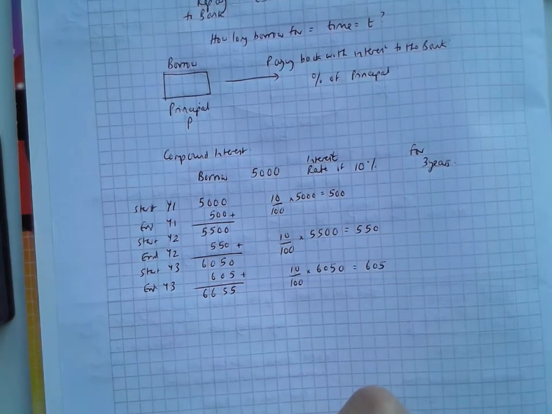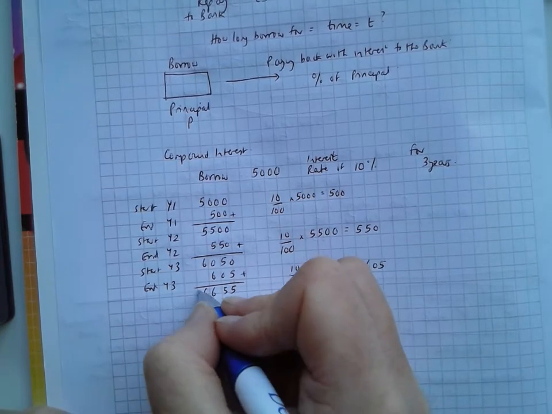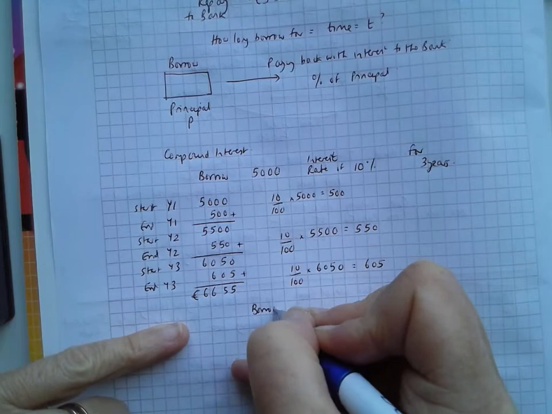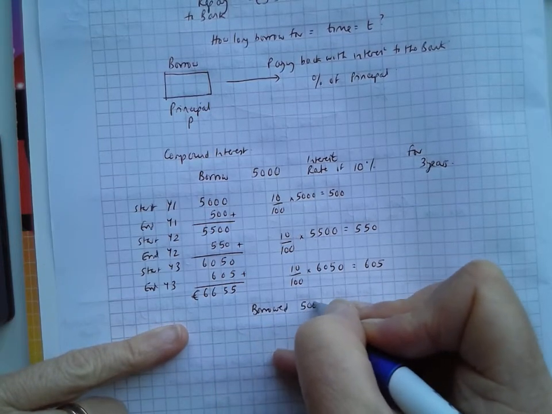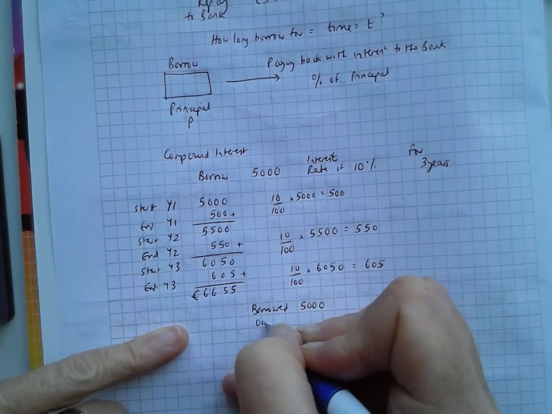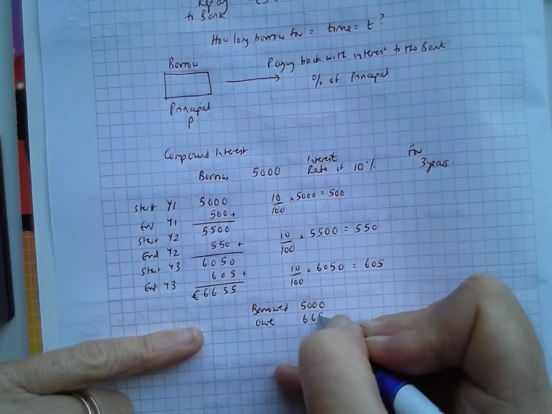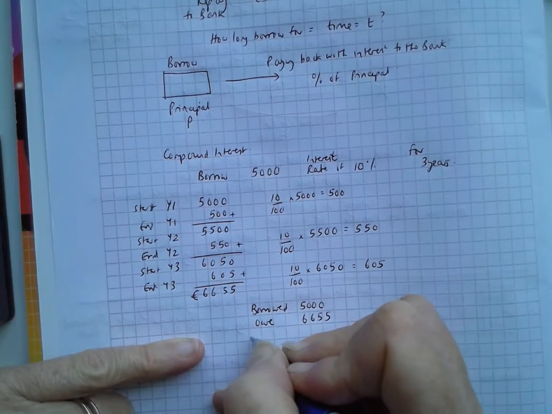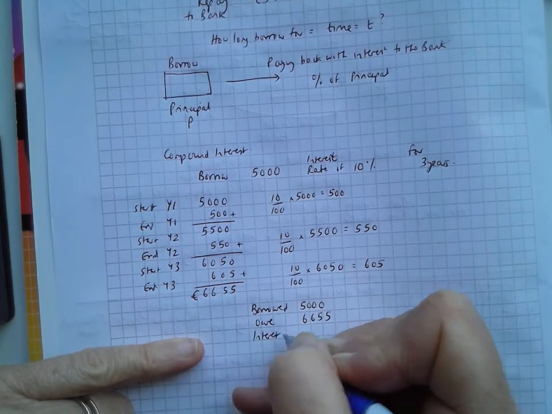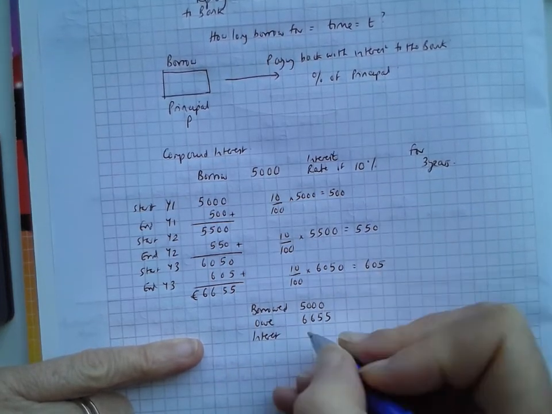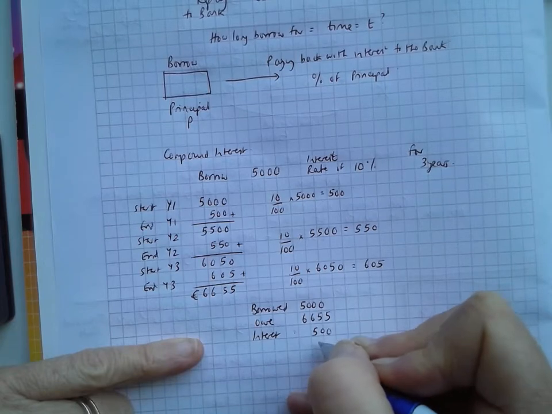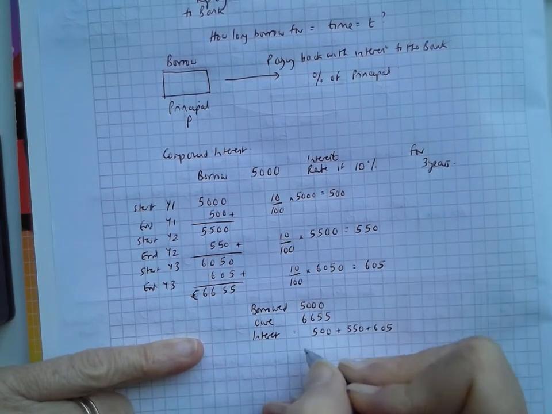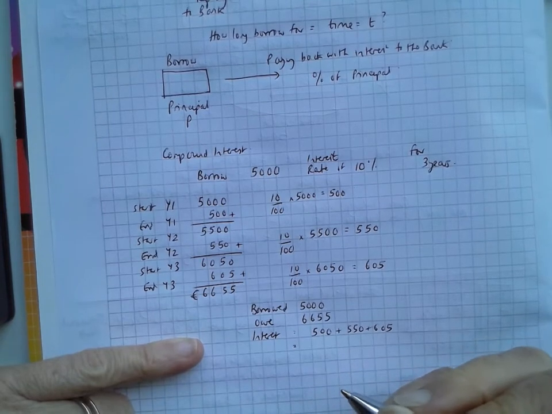€6,655. Okay, so having borrowed €5,000, we now owe €6,655. So that's what we owe at the end. And our interest, which we can get by adding these three up, 500 plus 550 plus 605, which equals 1050 plus 605.